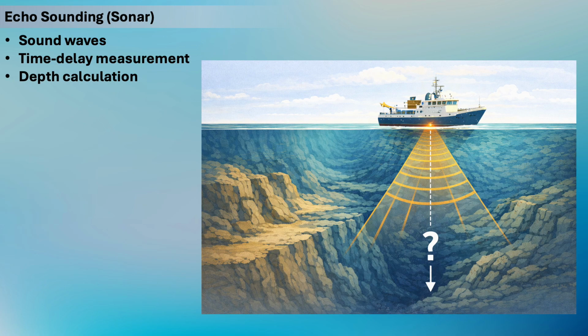A major breakthrough in bathymetry came with echo sounding, also known as sonar. In this method, a ship sends sound waves down toward the seafloor. The sound reflects off the bottom and then it returns to the ship. By measuring how long it takes for the sound to return, scientists can calculate water depth. This technique made it possible to measure depth quickly and repeatedly across large areas.